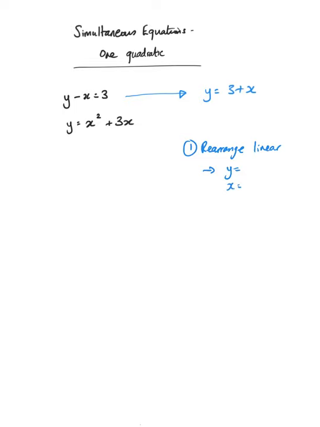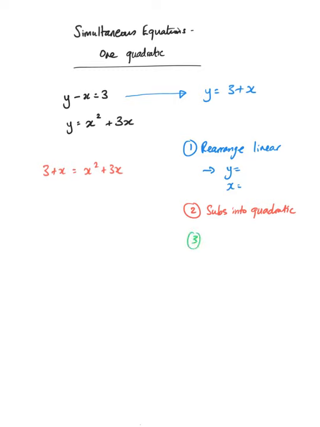Step 2, what I'm going to do next is substitute this in to the quadratic. Because I know that y is equal to 3 plus x, whenever I see y, I can write 3 plus x instead. So 3 plus x is equal to x squared plus 3x. I'm allowed to do that because y is the same as 3 plus x.